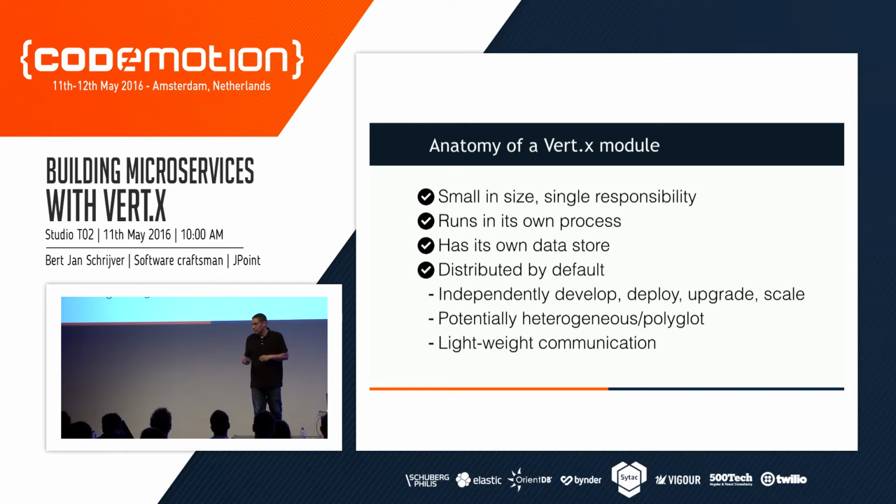They are distributed by default because of the event bus. You can independently develop them, have even different teams with different expertises develop them. Are they polyglot? Well, I think I just showed it. And they provide lightweight JSON communication over the event bus. So it turns out that Vert.x is an ideal platform for building microservices because it maps pretty well to all those characteristics while still being very general purpose and unopinionated.